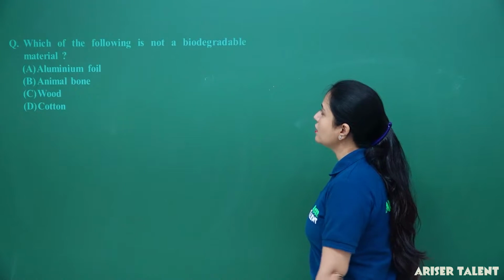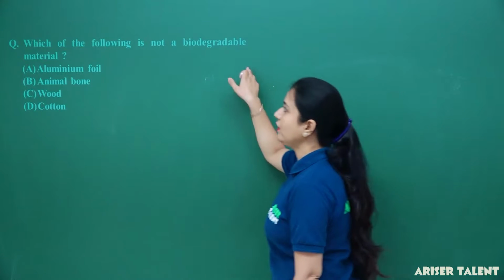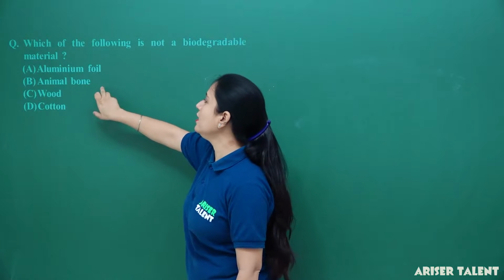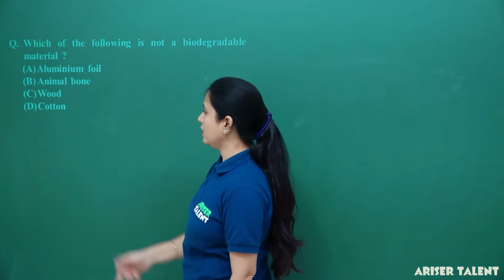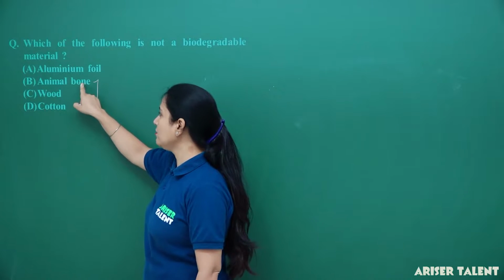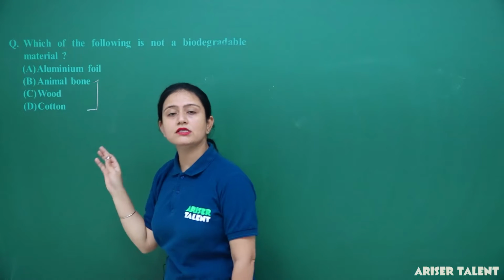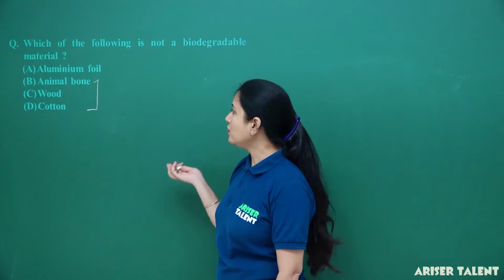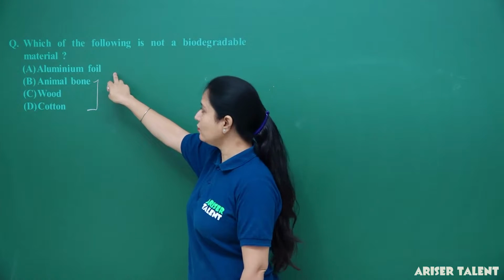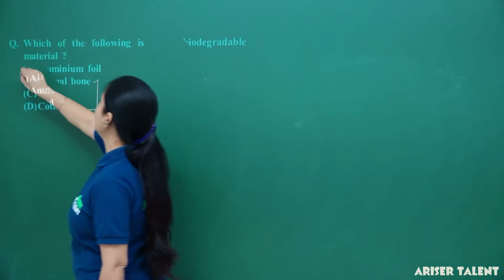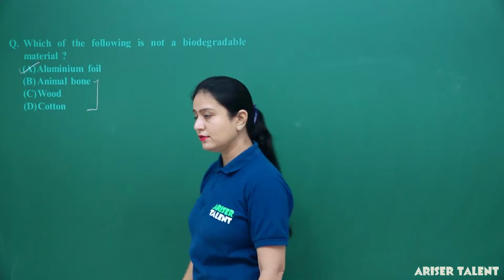Next is, which of the following is not a biodegradable material? The options are aluminium foil, animal bone, wood and cotton. If we discuss these options, we can see that animal bone, wood and cotton are all three biodegradable. They can be decomposed by microorganisms, but aluminium foil is a non-biodegradable material. So option A is the correct answer.